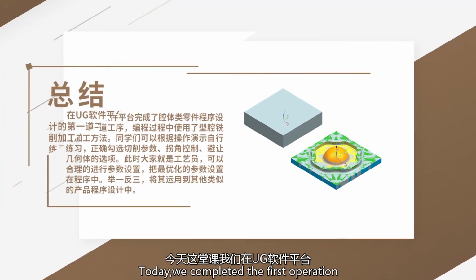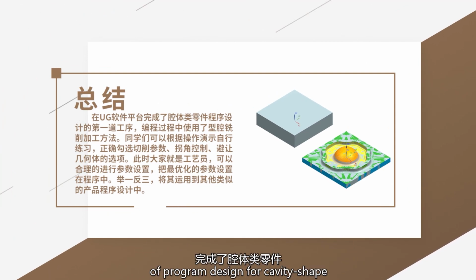Today we completed the first operation of program design for the cavity shape part on the UG software platform. During the programming process, we used the cavity milling method. Students can practice on their own based on the operation demonstration, check the cutting parameters, control corners, and avoidance geometries.